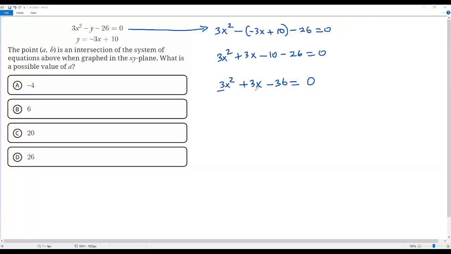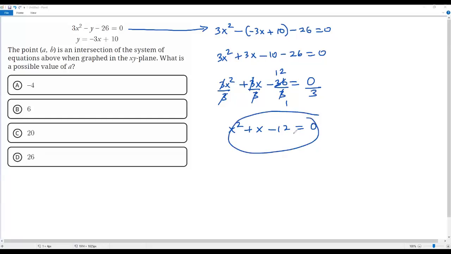Here the coefficient of x squared, the coefficient of x, and the constant are all multiples of 3, and we also have 0 on the right. So we can divide everything in this equation by 3 to get the equation in simplified form. Let me divide each term by 3, including the 0 on the right side. This 3 will cancel out, here 3 will cancel out, 3 goes into 3 one time, and 3 goes into 36 12 times. So I'm getting x squared plus x minus 12. 0 over 3 is just 0.